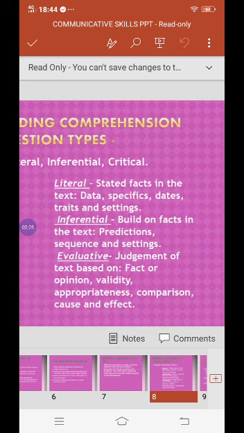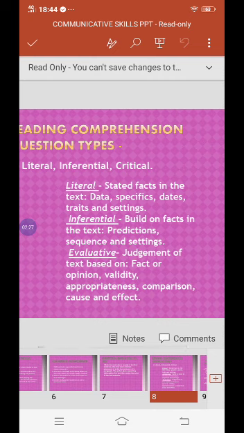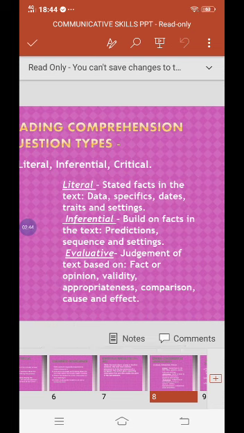Now, reading comprehension question types. Reading comprehension has 3 types of questions, namely literal, inferential, and critical. Literal ones are the stated facts in the text, that is data, specifics, dates, traits, and settings. The inferential ones are built on facts in the text, like prediction, sequence, and settings. The evaluative ones are the judgment of text based on fact or opinion, validity, appropriateness, comparison, cause, and effect.